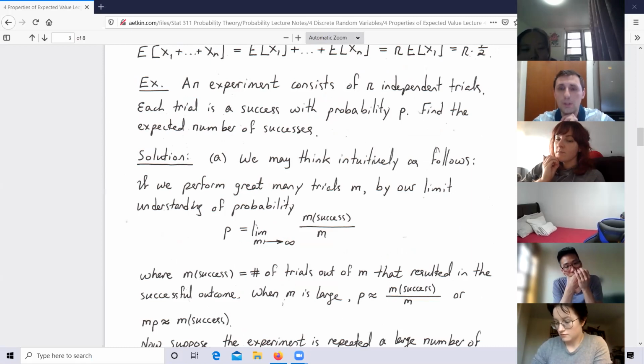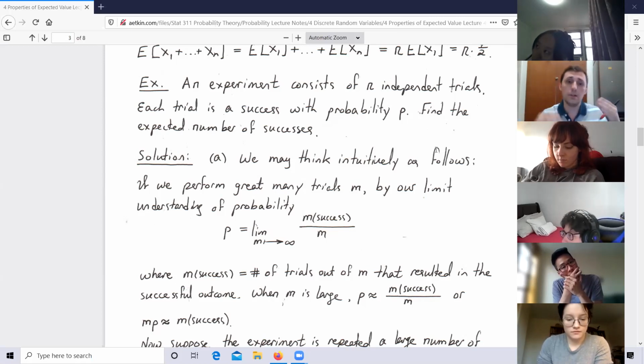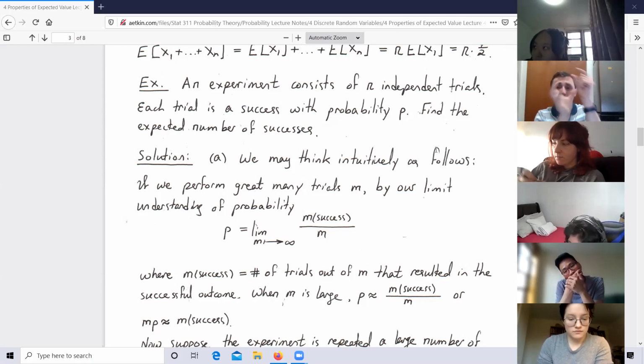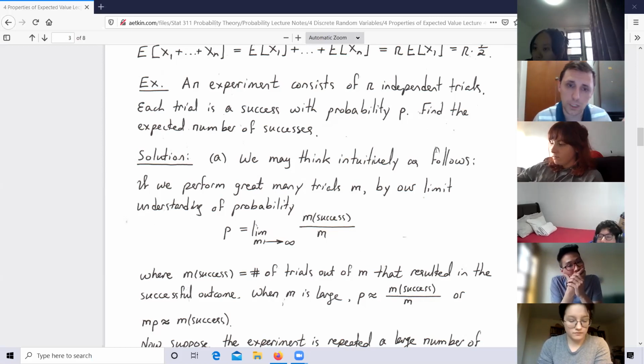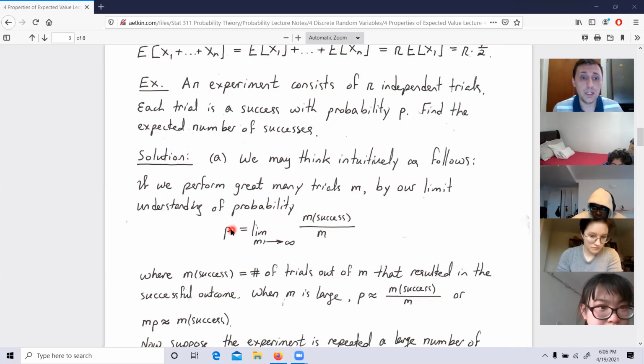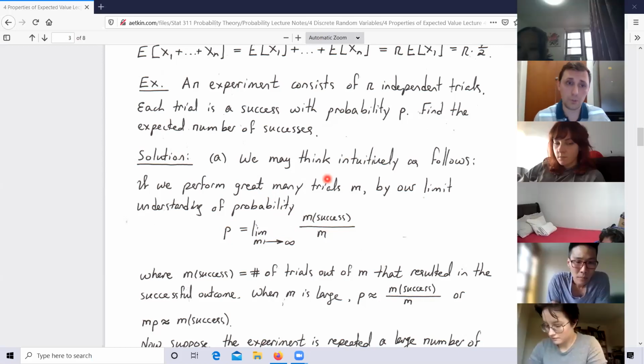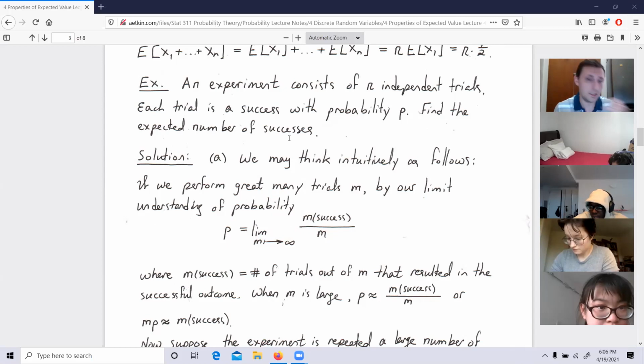Well, I have to throw the ball many times, and then you would notice that the ratio of hits divided by total trials approaches 1 over 100. Yes, and that's what this is doing. So P is the limit as you push the number of trials to infinity. Numerator is the number of successes divided by number of total trials. That's our frequentist idea of probability. This ratio is giving us, in essence, an idea of what's probability.